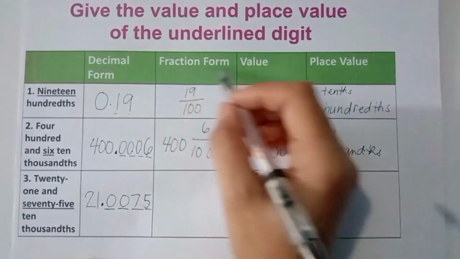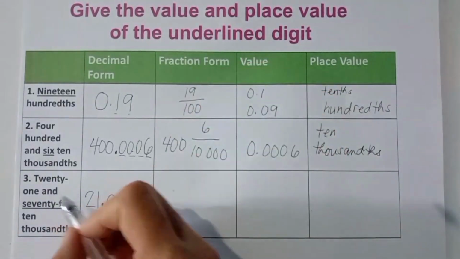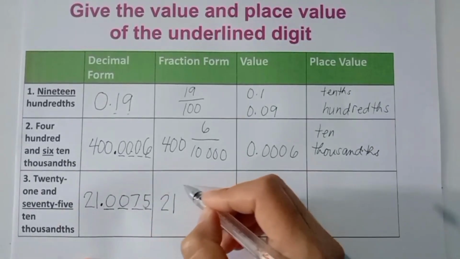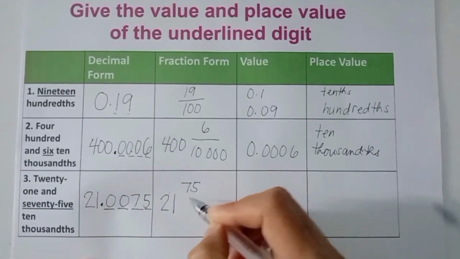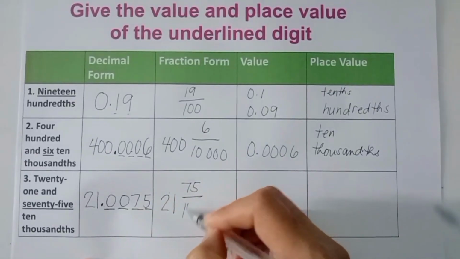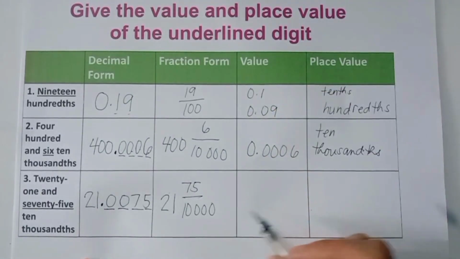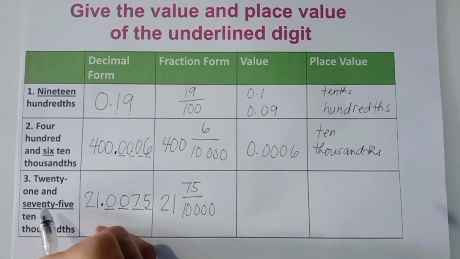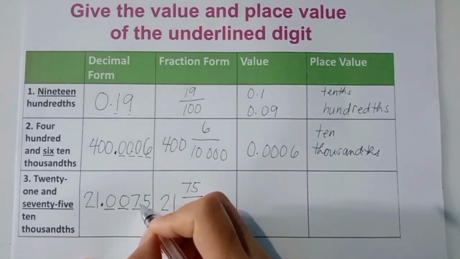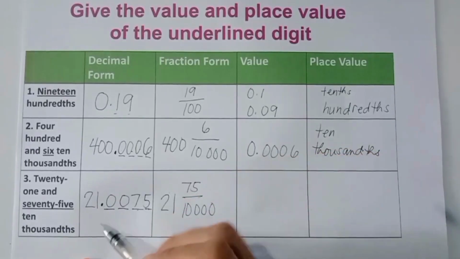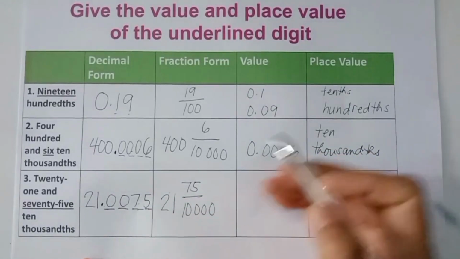Okay, ano naman po ang fraction form niyan? So again, ang 21 po ay whole number yan. And then, 75 over 10,000. Okay, how about the value? Ano naman po ang value ng naka-underlined na ito? 75. So, again, pag 75, dalawa po yan. Dalawa.